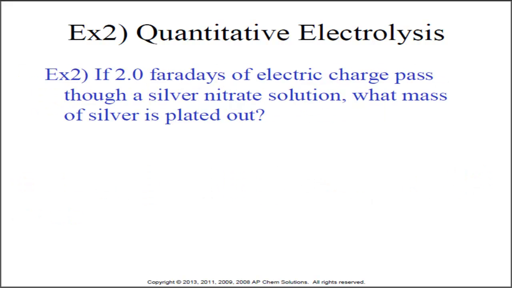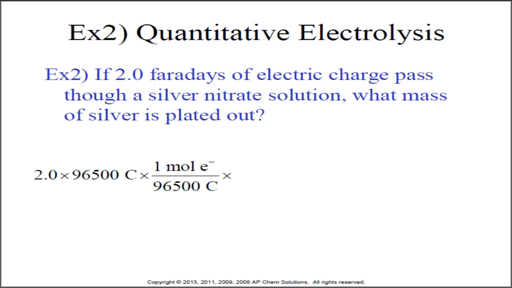Another problem might look like this. If we have 2 Faradays of charge pass through a silver nitrate solution, what mass of silver is plated out? Now, what do you think is meant by 2 Faradays of charge? What that means is that we have 2 times our Faraday's constant. Alright, so we set up our equation, and it's going to look like this.